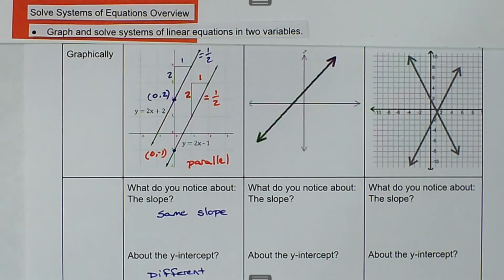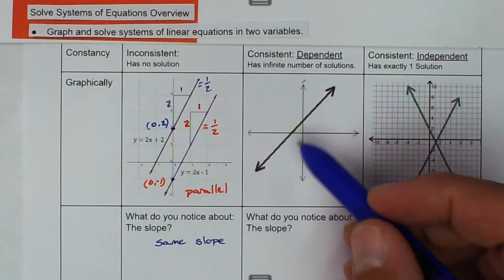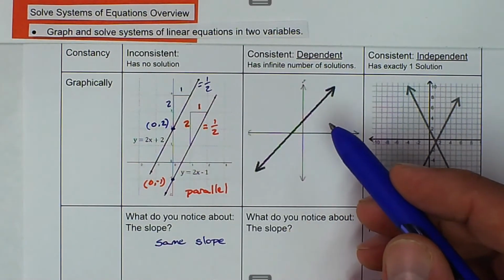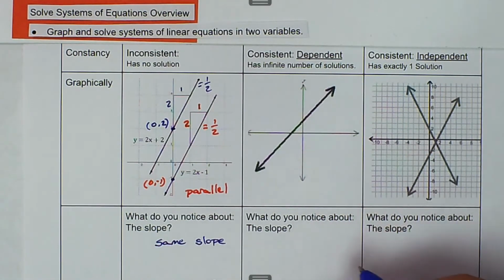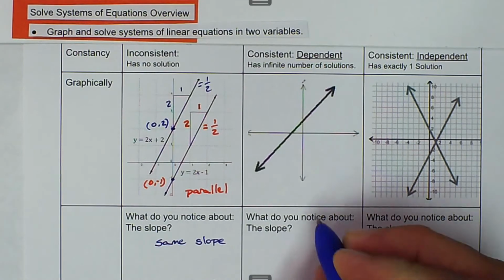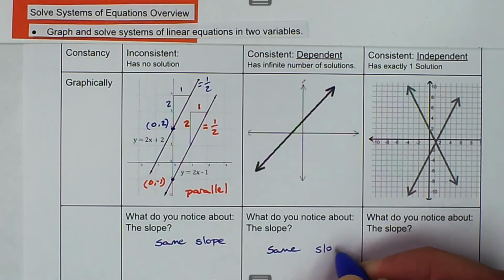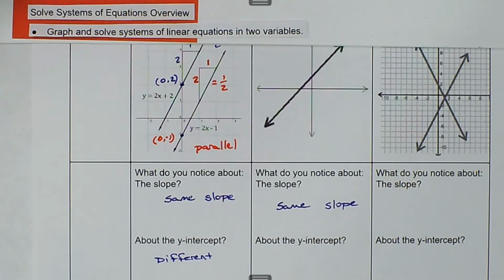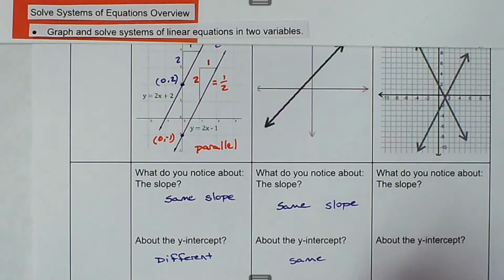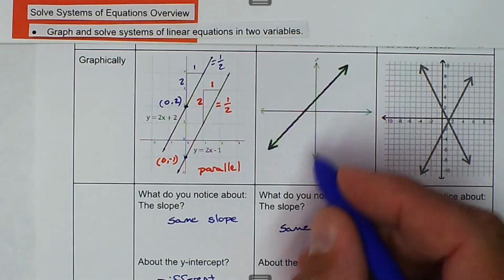And then if we look at the next one here, it's actually two lines that are overlapping. So there's a blue line and a red line here. And the slope, what do you notice about the slope? Well, they have the same slope. And what do you notice about the y-intercept? They have the same y-intercept. So in this case, it's actually the same line.